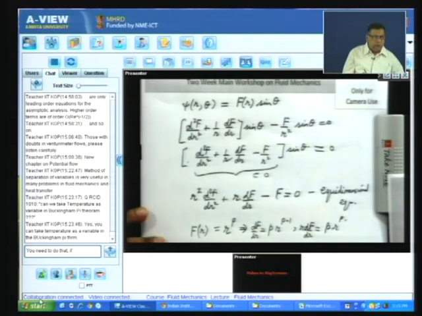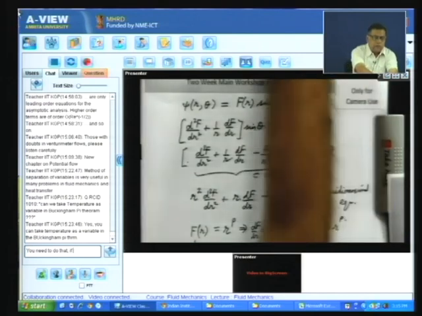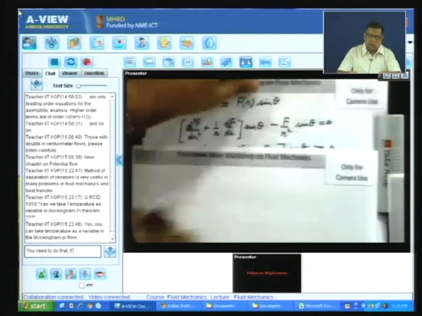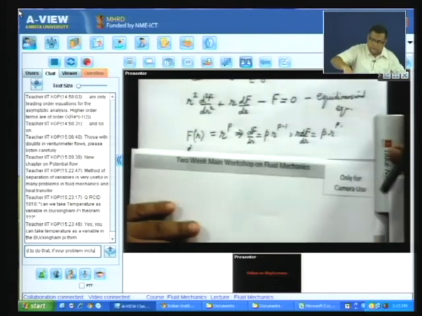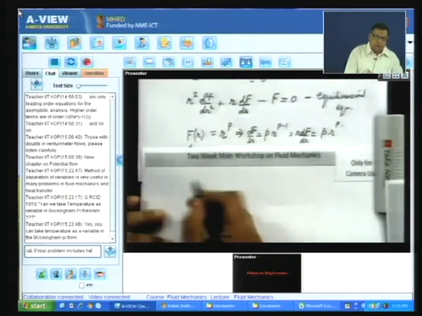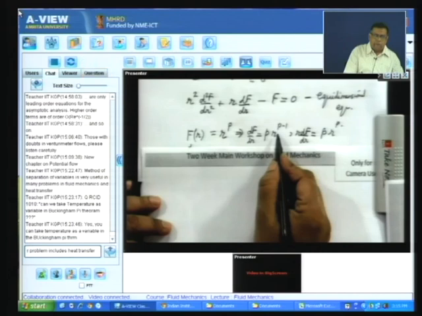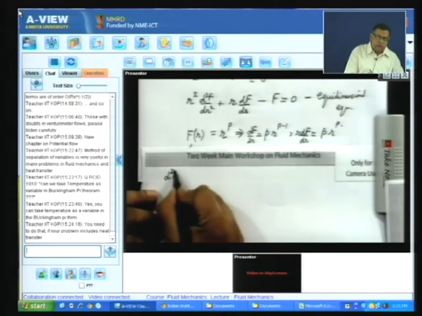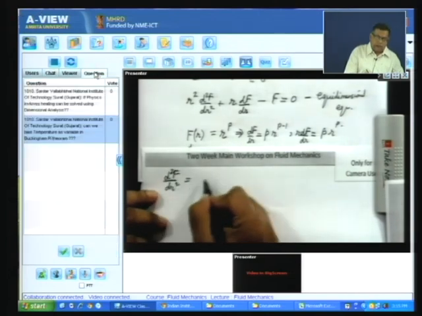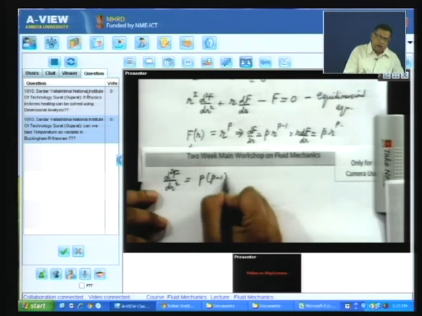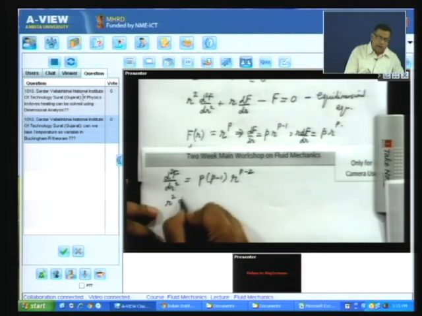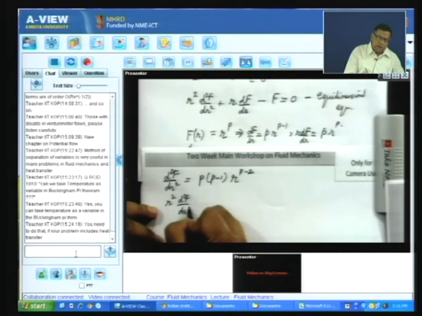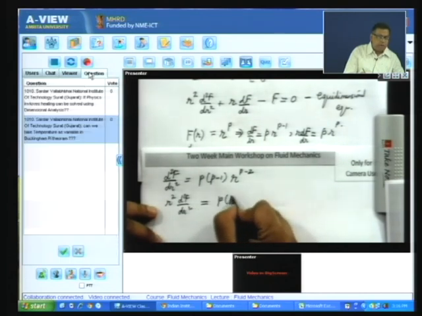Now, if you look at d2f dr squared, df dr is p into r to the power p minus 1. So, d2f dr squared you get by differentiating again: p into p minus 1 into r to the power p minus 2. Once again, if I multiply this by r squared, you are getting back r to the power p, of course multiplied by this constant.